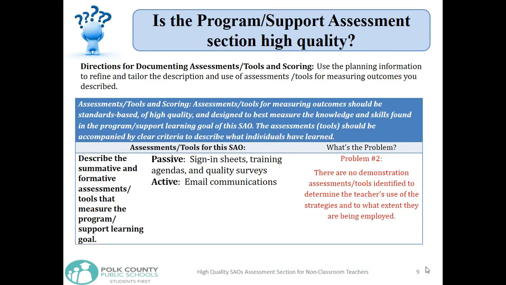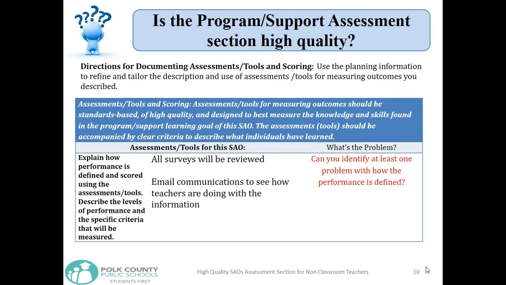The learning goal expects teachers to apply the information to assist students during situations that are problematic. Therefore, a second problem is that it is unclear whether the teacher is actually employing the strategies and the quality of their use. The identified assessments and tools will not provide this information.